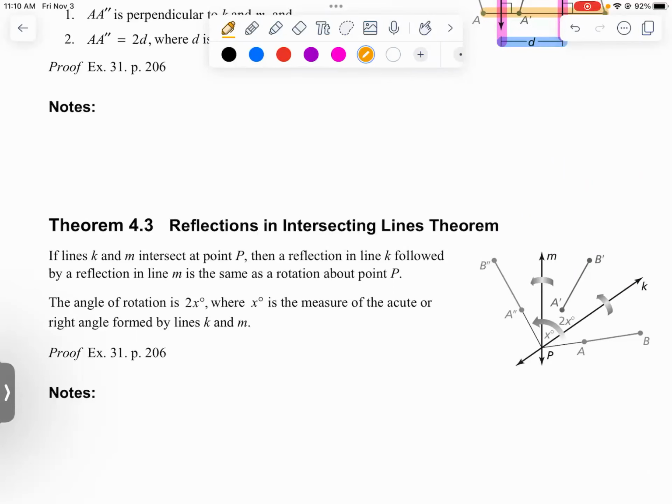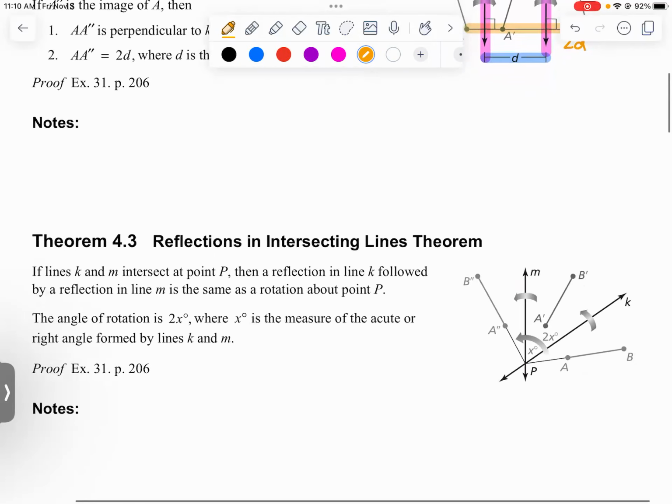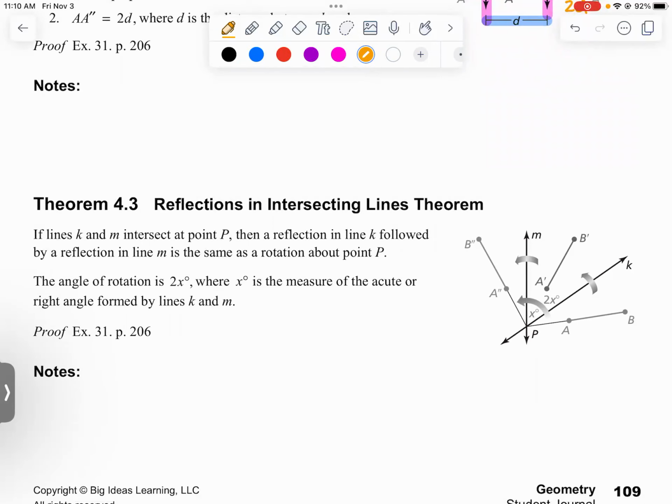The next thing is if we talk about K and M intersecting at point P. So if I make the rotation and then I make the rotation again, now my angle is double from what this guy is. It's like this whole angle here is double what this cute little guy is right there. Okay, really the more important one is going to be that 4.2.